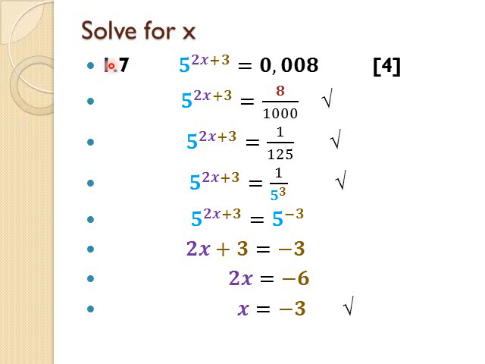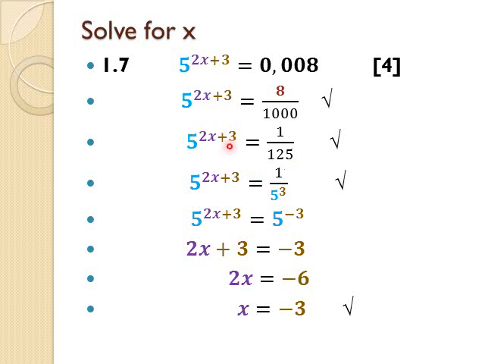Right, 1.7, solve for x. I have base 5 to the power 2x plus 3 equals 0,008. So I'm going to first take this and write it as a common fraction. So 8 stays on top, and if you look after the comma, I have 1, 2, 3 digits. Therefore, 3 zeros at the bottom with 1. So 8 over 1,000. So 1 mark for the common fraction. 8 goes in 1,000, 125 times, so that simplifies to 1 over 125.